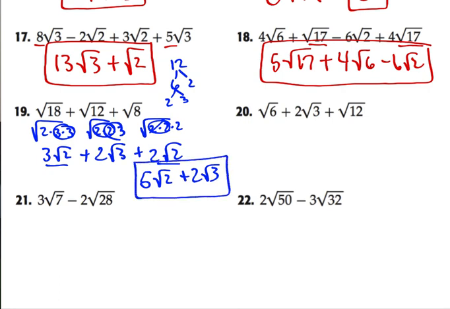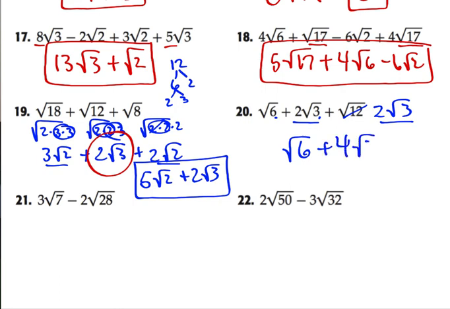Okay, the next one. The square root of 6 doesn't reduce, neither does 3, but 12, we actually already know 12 from right here. It's 2 square roots of 3. So this is 2 square roots of 3, which can be combined with the other 2 square roots of 3 to get square root of 6 plus 4 square roots of 3.